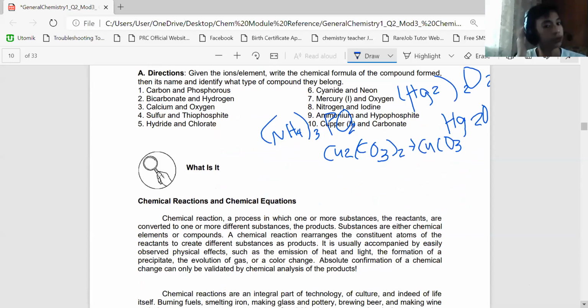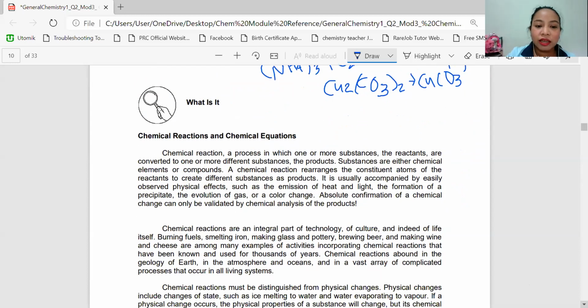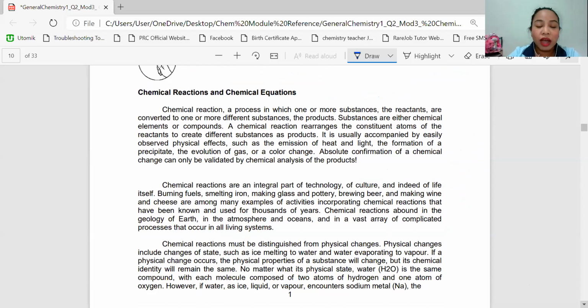None. Okay. Now let's go to chemical reactions and chemical equation. When we say chemical reaction, it always happens when there is a chemical change. So if a chemical change occurs, automatically there is a chemical reaction. A chemical reaction is just a rearrangement of the constituent atoms of the reactant to create different substances or products. So there is no creation or destruction of atoms. There is just what we call rearrangement. Am I clear?